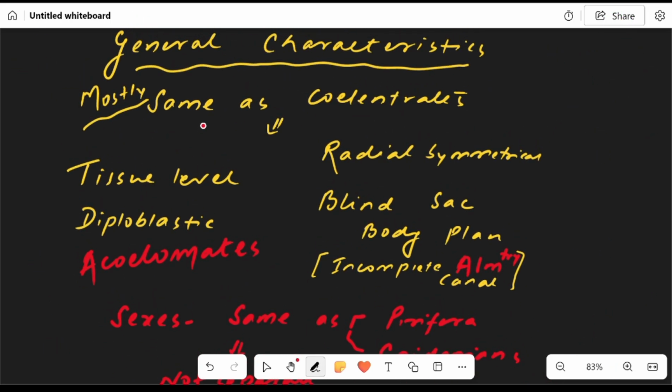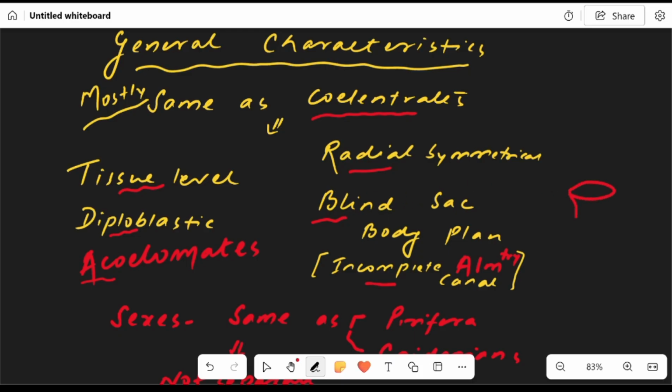So most of the characteristics are the same as the coelenterates have. We know poriferans showed cellular level, but cnidarians and ctenophorans show the tissue level of organization. Both are diploblastic and acoelomates. Both show radial symmetry, and both have incomplete alimentary canals. That means they show the blind sac body plan.